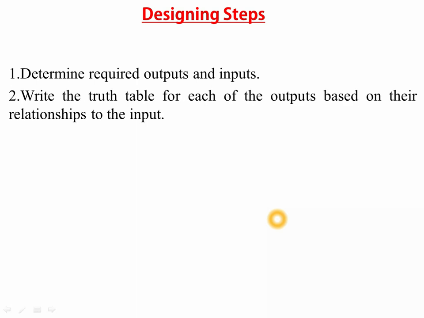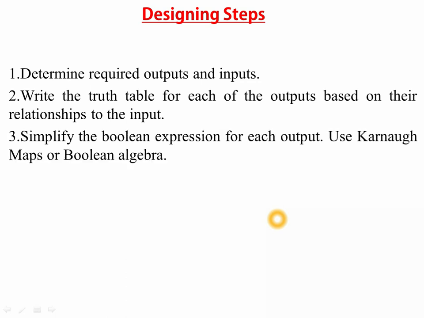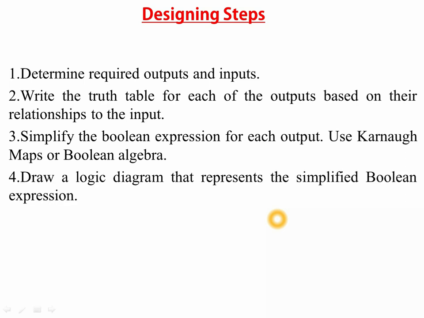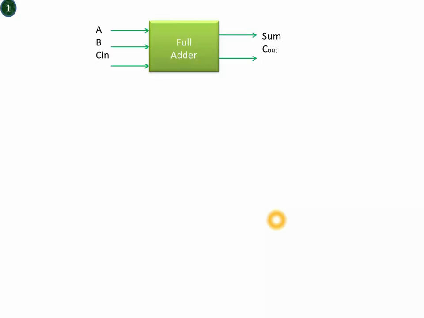After finding the inputs and outputs, you have to prepare the truth table which has the outputs and all possible inputs. After writing the truth table, we have to get the minimized Boolean expression by using K-maps or Boolean algebra. After finding the minimized Boolean expression, we have to draw the logic diagram based on that minimized logic expression. The first step is to determine the inputs and outputs.